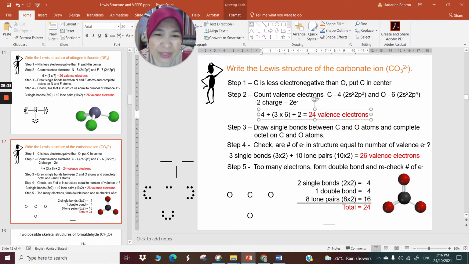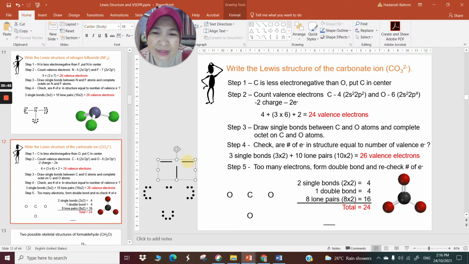Step number 3, draw the single bond between each one of the carbon to oxygen, like so.